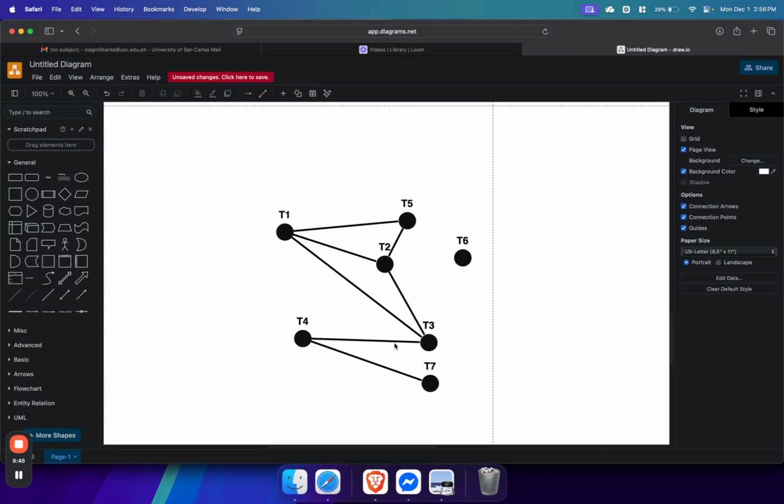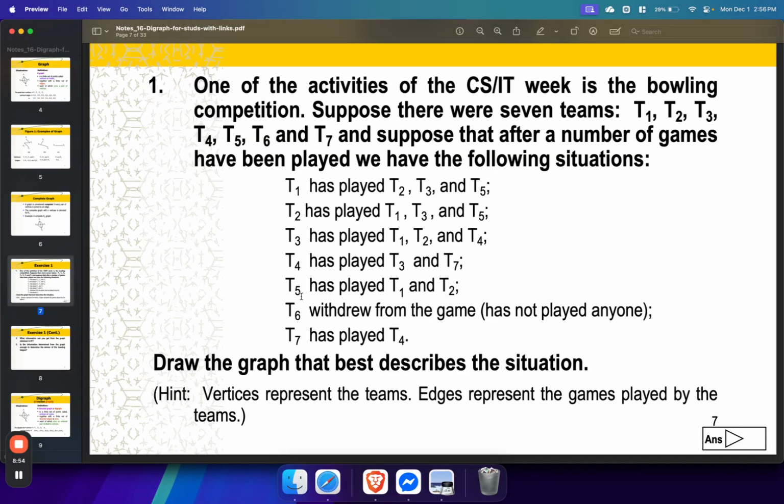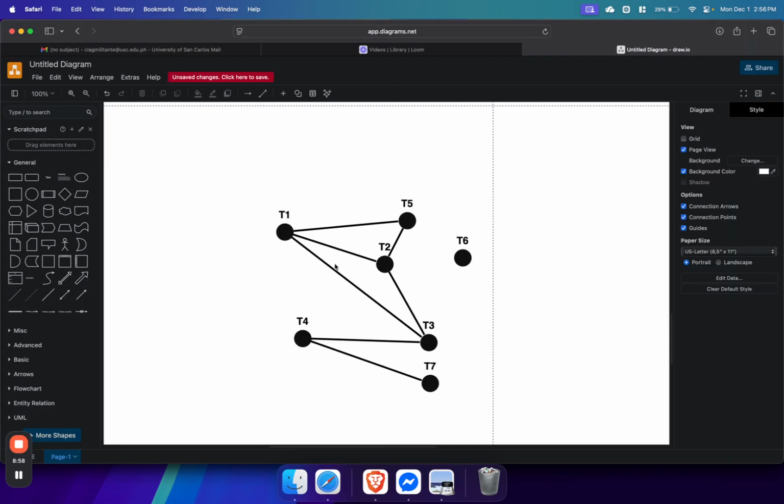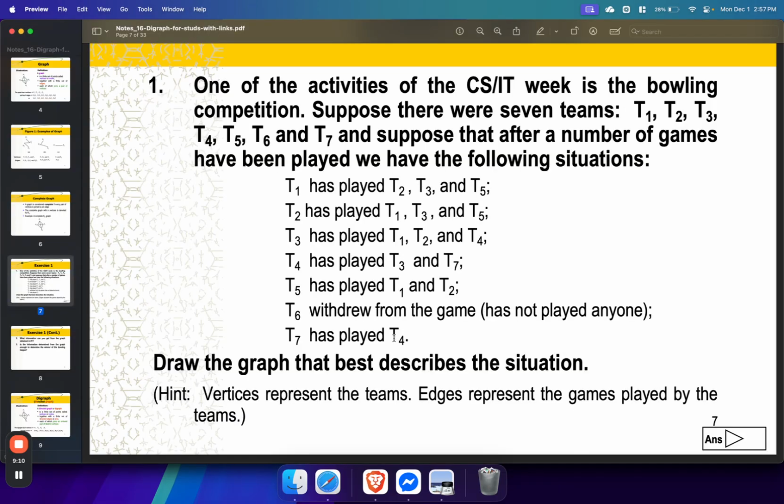T7 has played T4. So this specific drawing is what represents the entire graph. Now, it doesn't always have to look like this. As long as there is an edge connecting the vertices of the players or teams that have played with each other, then that is considered to be correct.